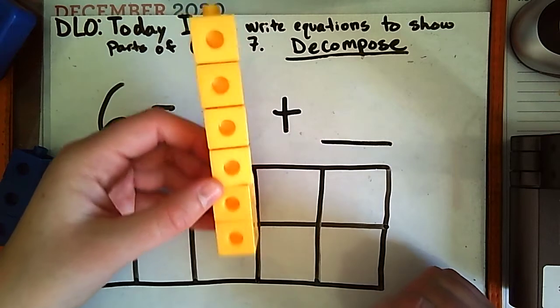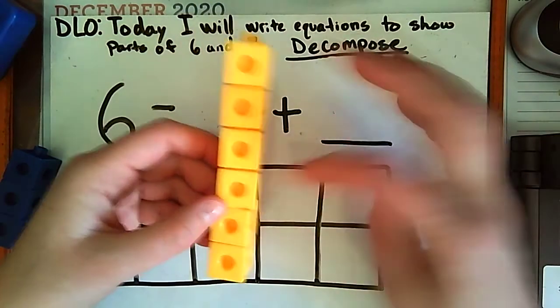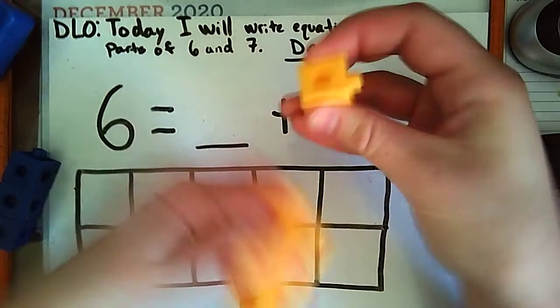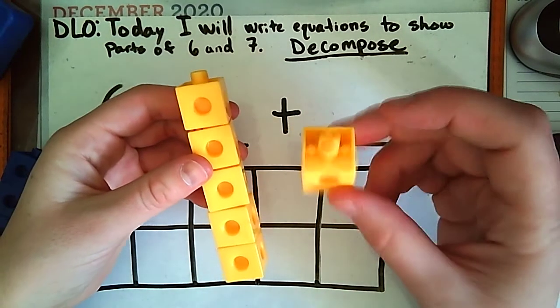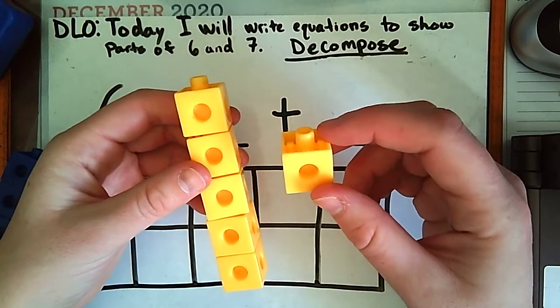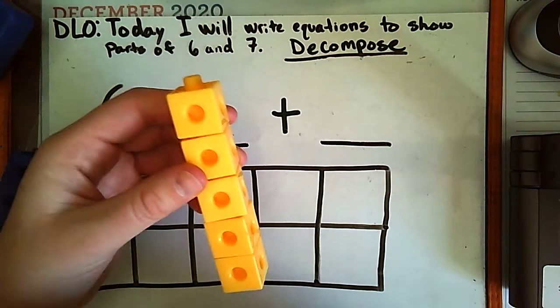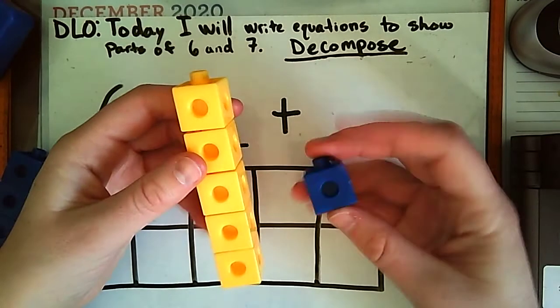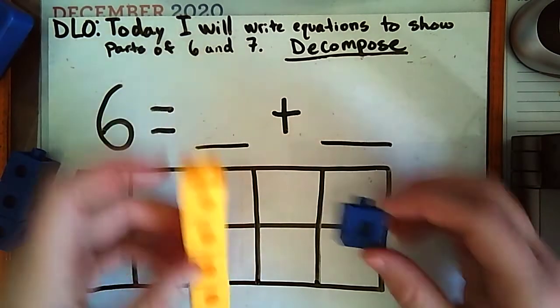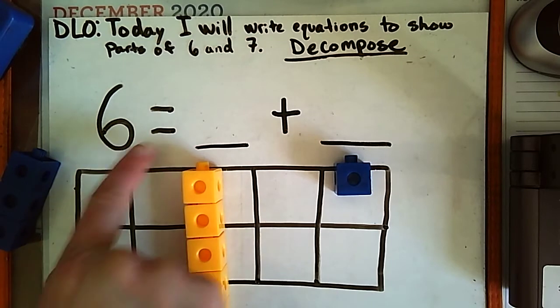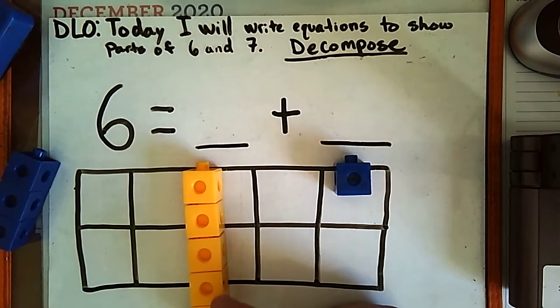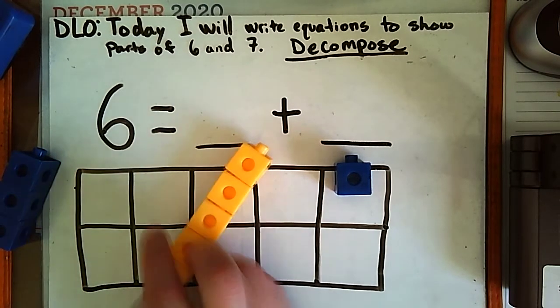Let's break it apart a different way. So last time I broke it in half, maybe I'll break it apart like this. So I have 2 parts now, but I want to make this a different color. So I'm going to just switch this with a blue so it's easier for me to see the difference of the 2 parts. So if I were to just lay them here in my equation, 6 equals, how many yellow do I have? Oops, you can't see that, can you?